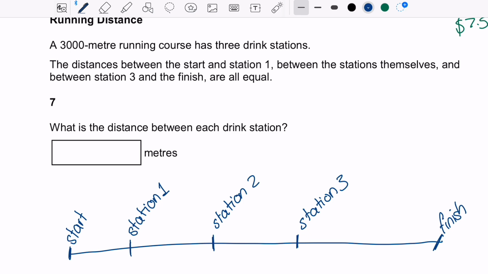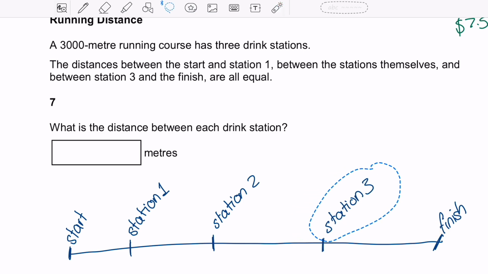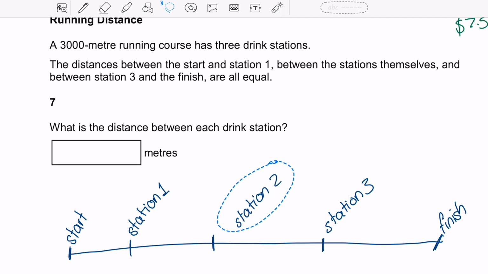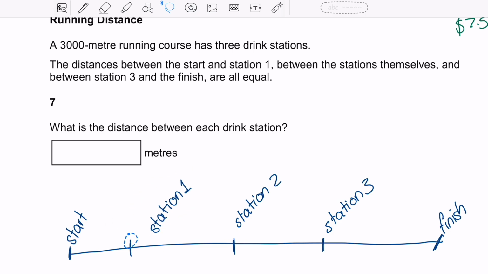Alright, so it says the distances between here and here, between the stations themselves, and between station 3 and the finish are all equal. So my diagram's not very accurate. I want to show it so it makes sense to me, so I'm going to make them a little bit more equal just so it's a bit easier to visualize for you. Doesn't have to be perfect, but just to help you get that into your head that they are all equal. That's a little bit better, still not great, but it's better.